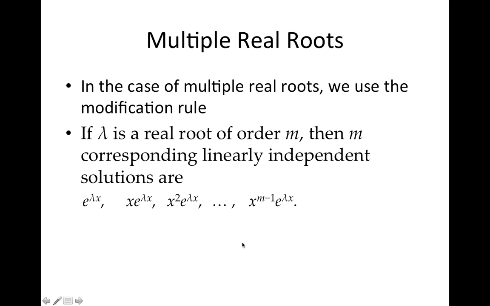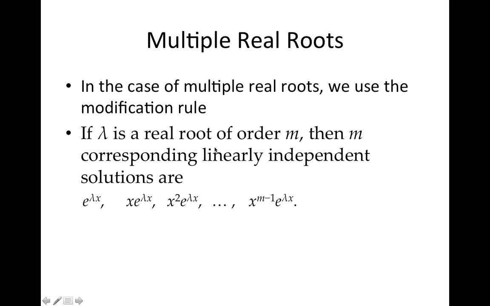Okay, the other case is multiple real roots. So in this case, you would get lambda as a root, but you would get a multiple root. So an example would be if you had lambda minus 4, lambda squared minus 4 is equal to 0, then you would get a double root at 2.